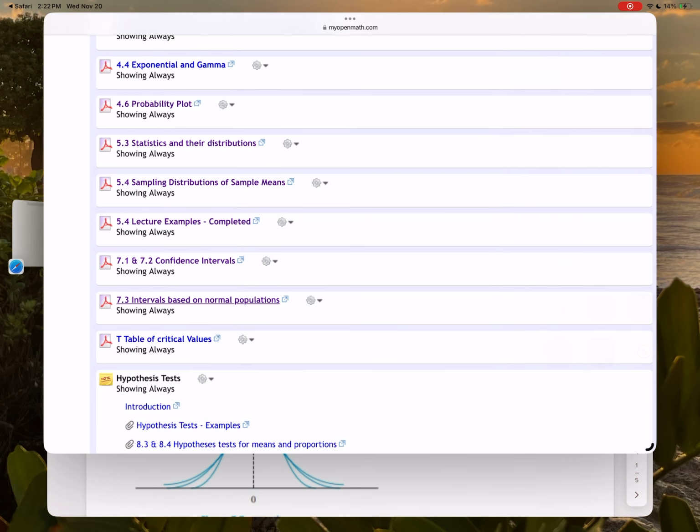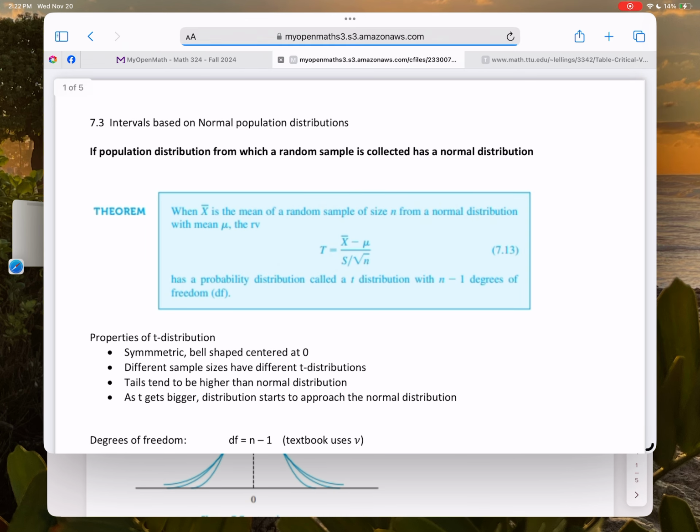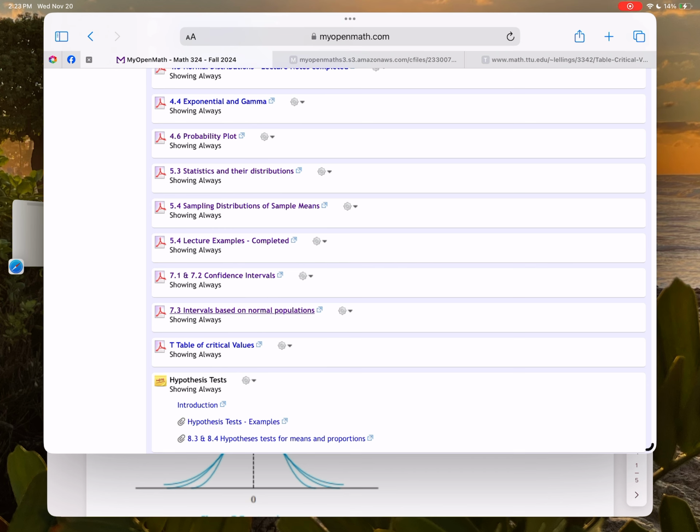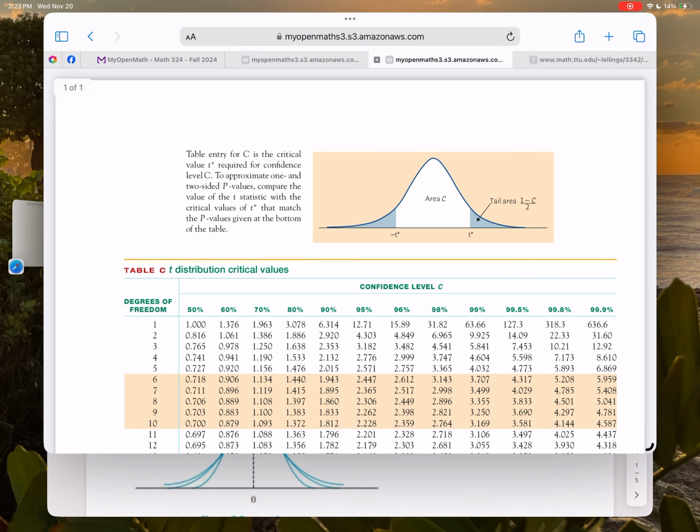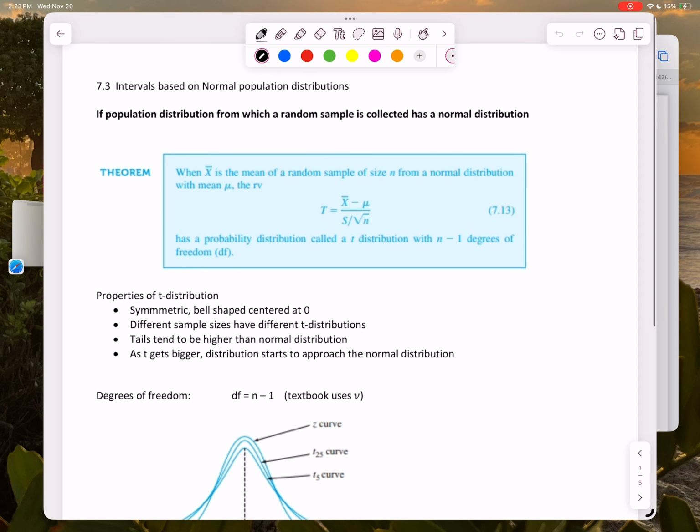All right. This is covering 7.3, intervals based on normal populations, and I'm using this lecture PDF if you want to print it up to follow along. Also, I'm going to be referencing this T-table of critical values, and a link to it is right there. So I'll be referencing that as well. So let me go ahead and start. This is intervals based on normal populations.